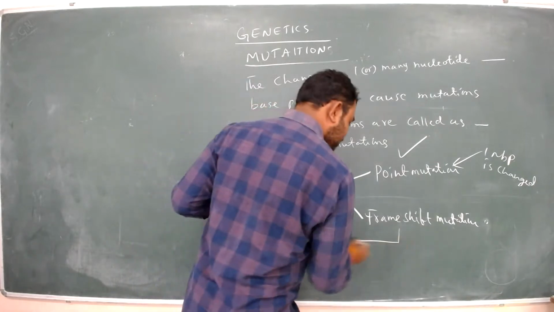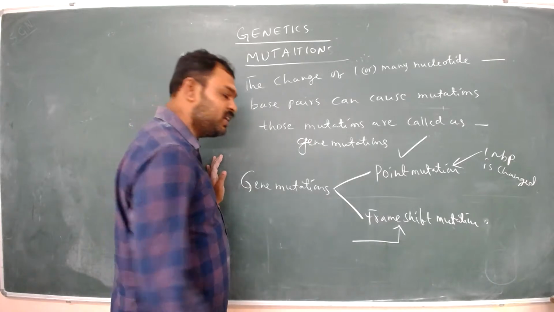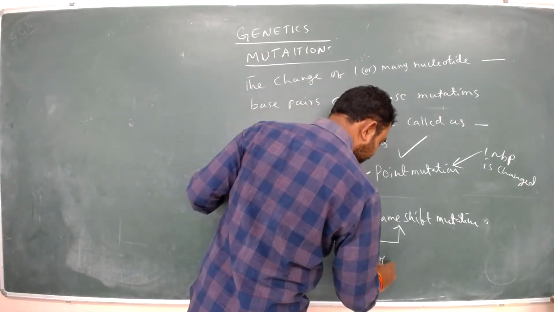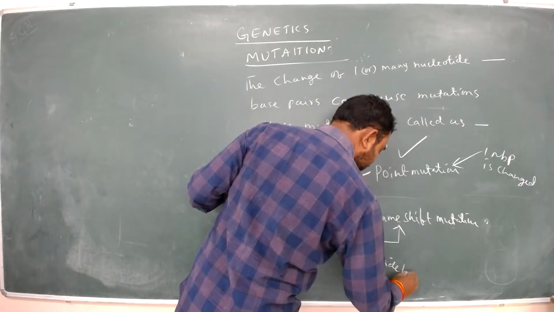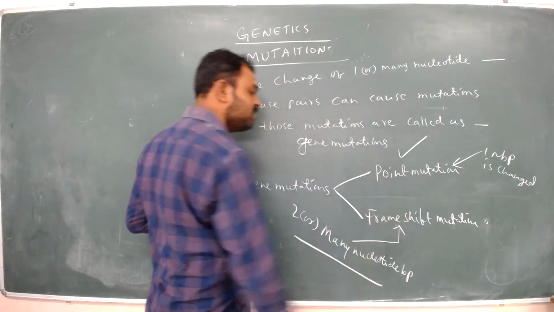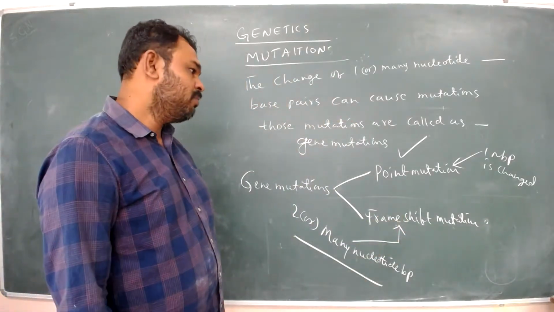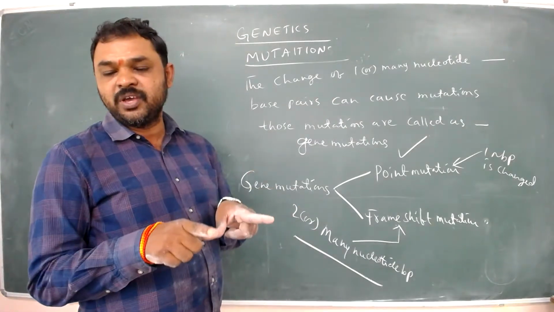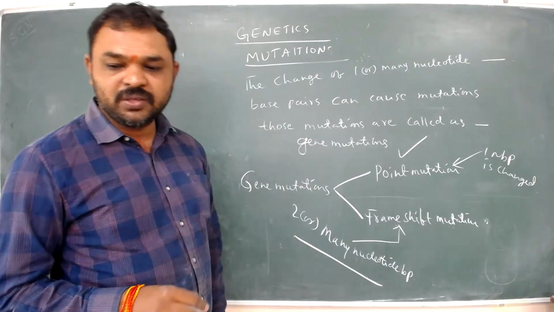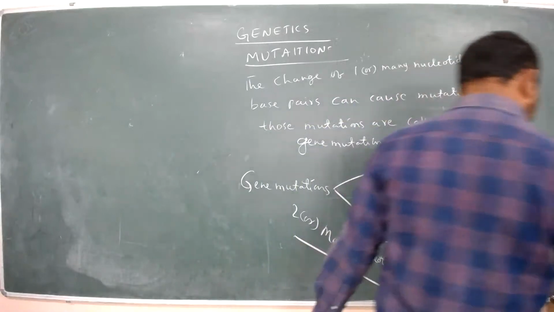And what is the frameshift mutation? By changing of two or many nucleotide base pairs, mutations are caused. Those mutations are called frameshift mutations. The changing of one nucleotide base pair, causing mutation, is called point mutation. You can see the difference between point mutation and frameshift mutation here. You have to see the lines here.